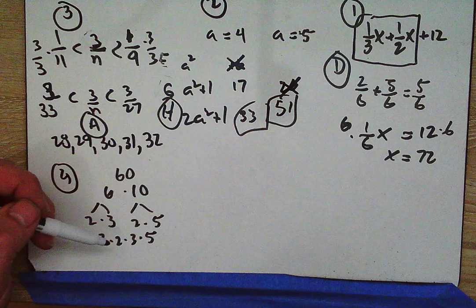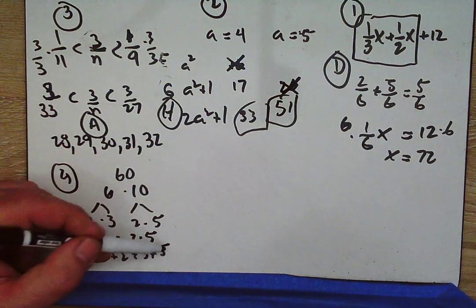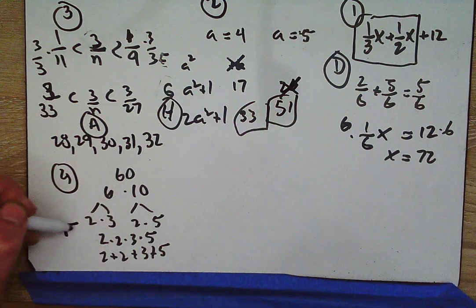Oh, and the sum of these numbers, 2 plus 2 plus 3 plus 5 is 8, plus 2 is 10, plus 2 is 12, and that's choice F.